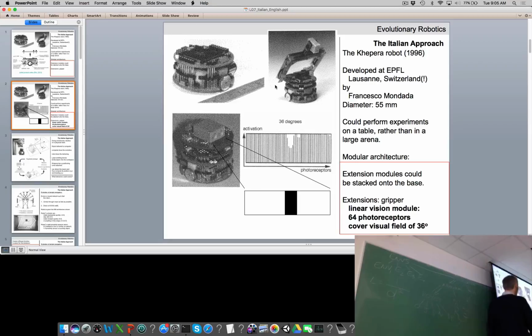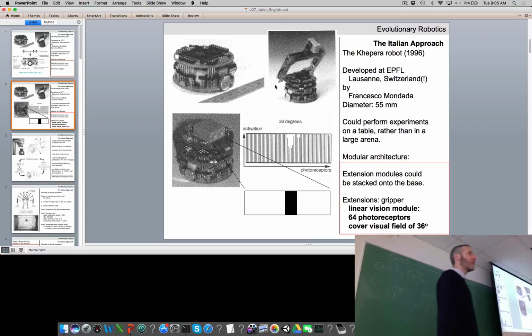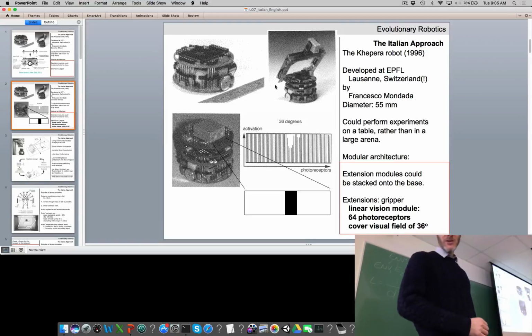You could also add on a simple linear vision module here. So this little linear visual module had 64 photoreceptors, and each photoreceptor would cover a visual field of about 36 degrees. If there was an object, a vertical object in front of the robot, then the photoreceptors would respond with high values. And assuming that this object is relatively dark, the photoreceptors would give back a lower value. Okay, so it's not a full camera, but again, we could start to get the basics of interesting sensation like vision and action like object manipulation. Okay, that's the Khepera robot.